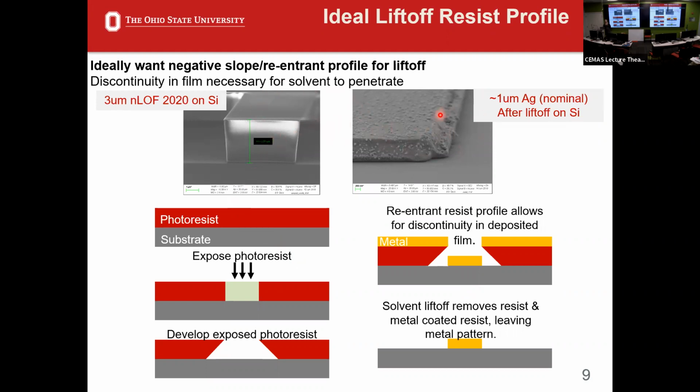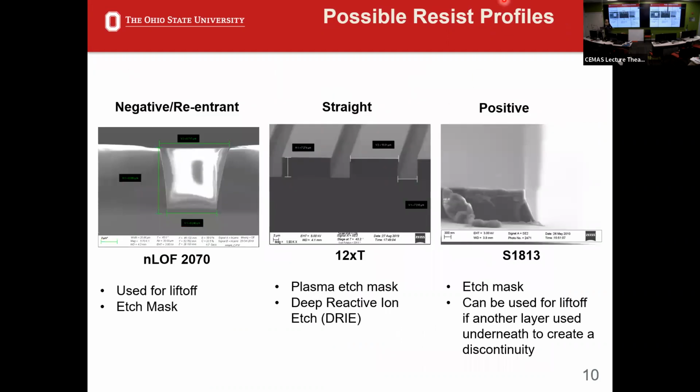This is the result of that profile. This is silver, about a micron of silver on silicon, a little bit less. And so everything worked pretty well. But that's ideally, right? It doesn't always work that way. So we need to know, okay, this resist and this substrate, this exposure tool, this developer, what actually is the result. So these are the options.